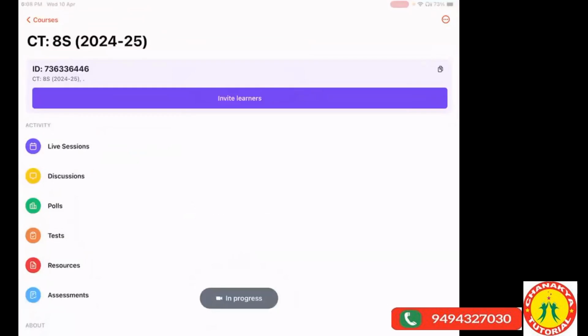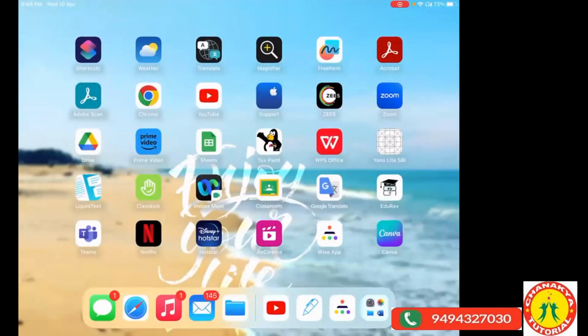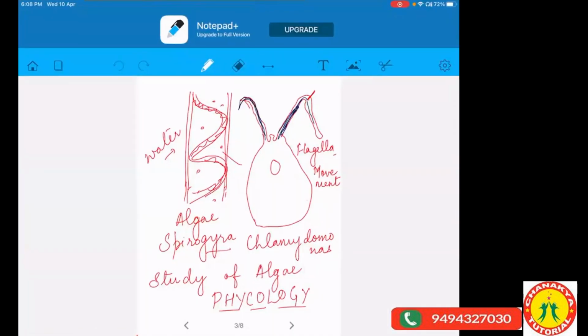Ma'am, other than Spirogyra, can you show the other picture along with it? Okay, I'll show the picture also. So this is the other picture of the Chlamydomonas. Ma'am, should we send the homework of the last week also? Yes, yes, definitely, Susan. Okay, ma'am.